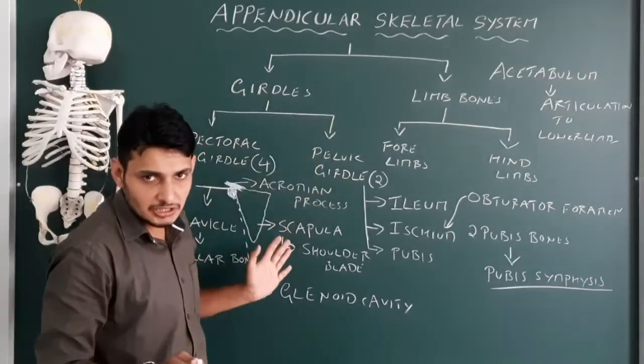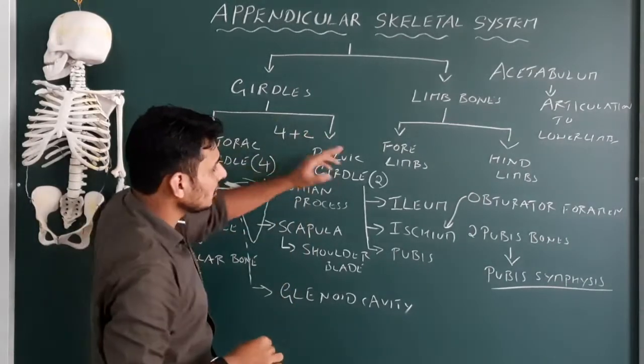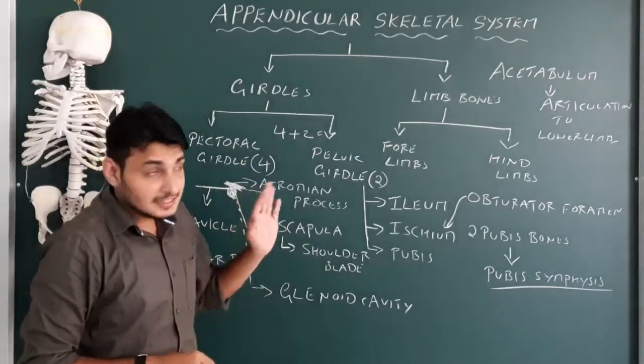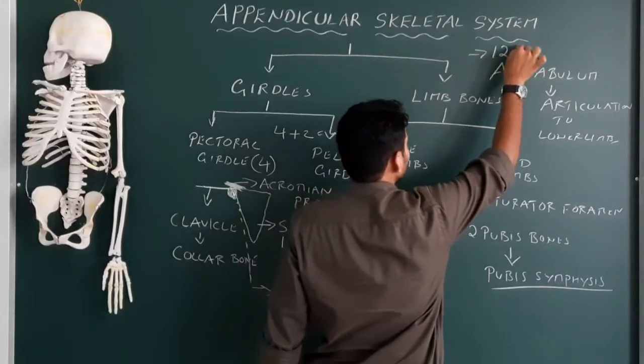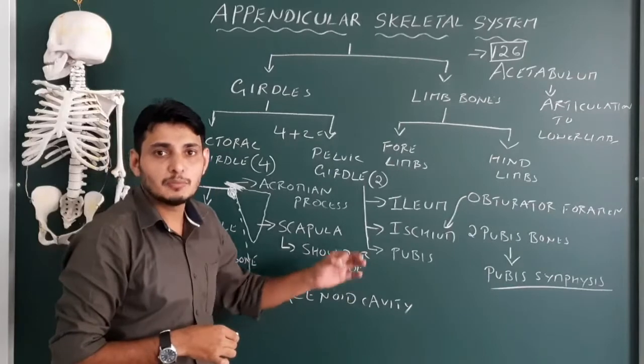Let us see how many bones are there. So now let me just count 4 plus 2. 4 in the pectoral girdle, 2 in the pelvic girdle, which makes now 6. As I said, in the appendicular skeletal system, there are about 126 bones. In that, we have completed 6 bones. Now, 120 bones are remaining.